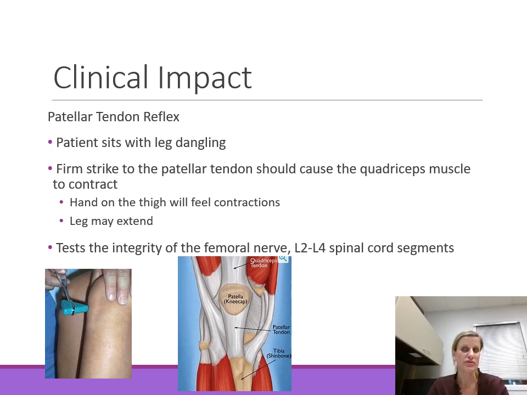The patellar tendon reflex is a reflex arc that you'll test. To test the patellar tendon reflex, the patient sits with their legs just at rest, legs completely dangling down. So like sits on the examination table, and the legs should be completely relaxed and dangling down at about a 90-degree angle with the knee flexed. A reflex hammer or some sort of tool is used to firmly strike the patellar tendon.